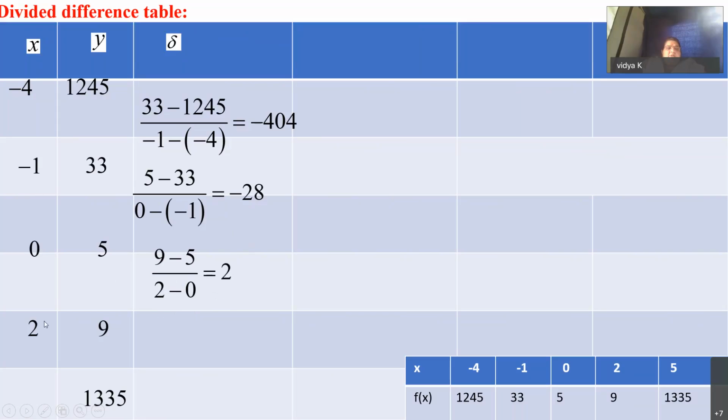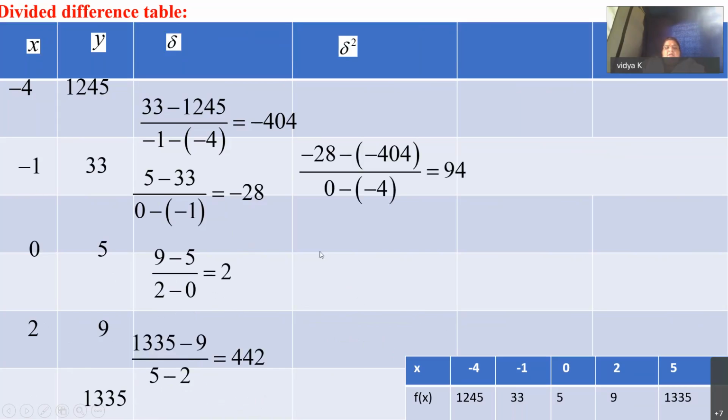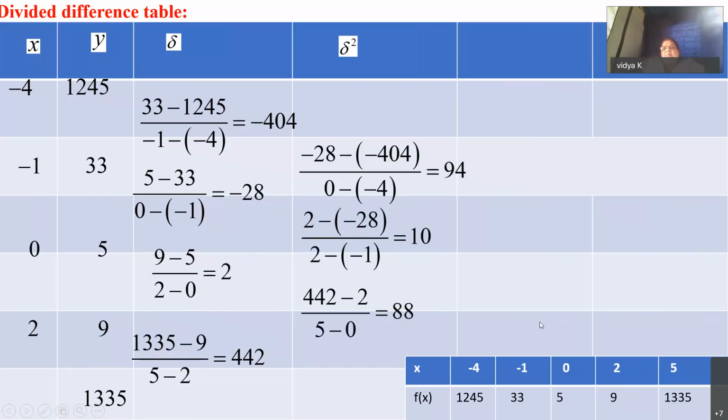Then 9 minus 5 by 2 minus 0, 2. This minus this by that, 5 here, 5 I missed it. 5 minus 2 is 4, 4. Then this minus this divided by, now you skip the value, 0 minus of minus 4, 94. Like that you complete the table.